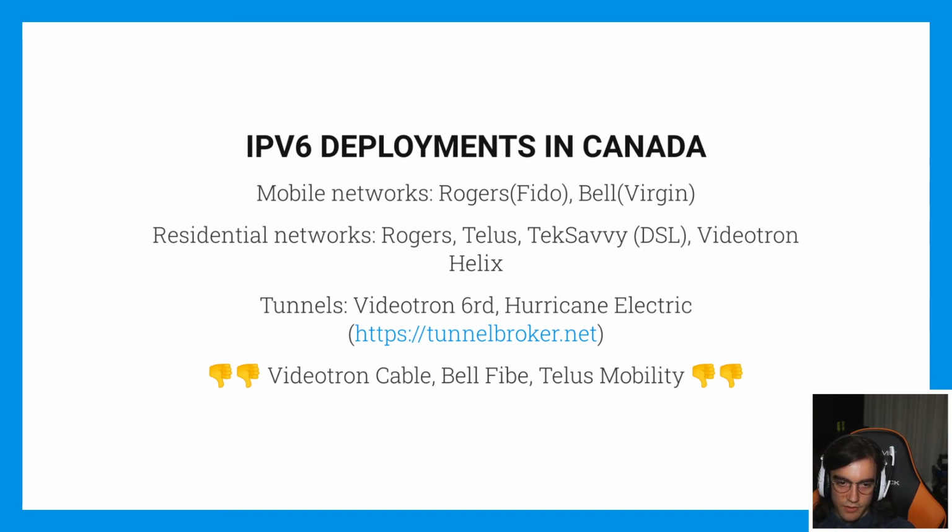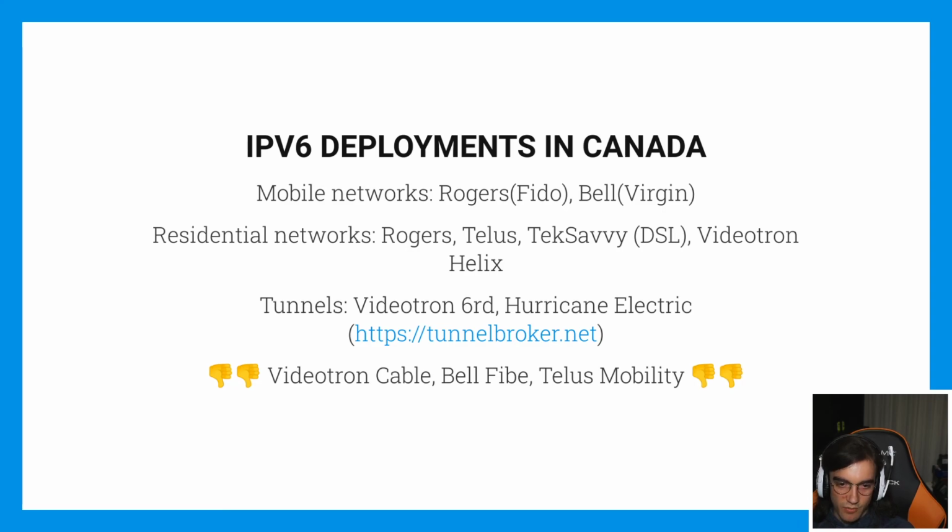I personally use Hurricane Electric's tunnel broker at home, so I can get IPv6, because I'm on TechSavvy cable and they don't offer it. So anyway, the big thumbs down for this presentation, naming and shaming the Canadian providers who don't have native v6. Videotron cable, non-Helix, that's a thumbs down. No IPv6 there. They get a minor thumbs up for their 6RD tunnel, but still.